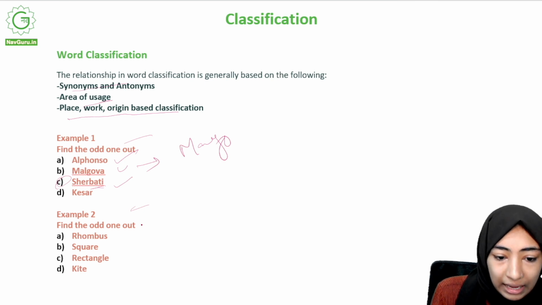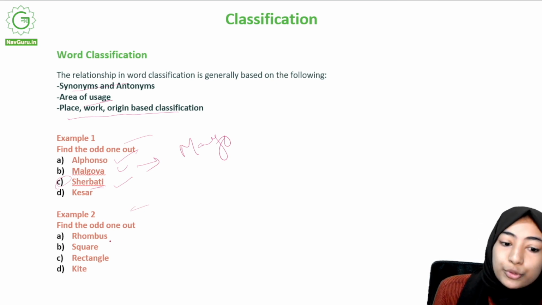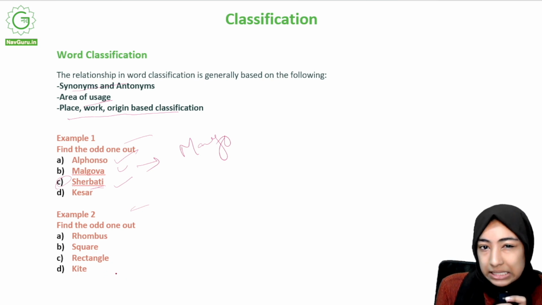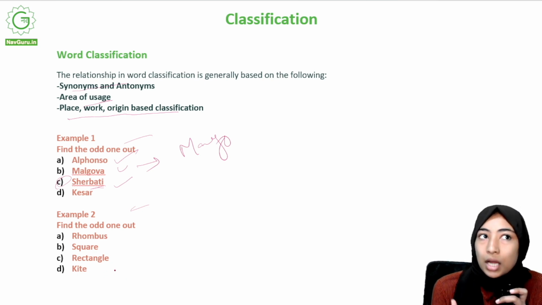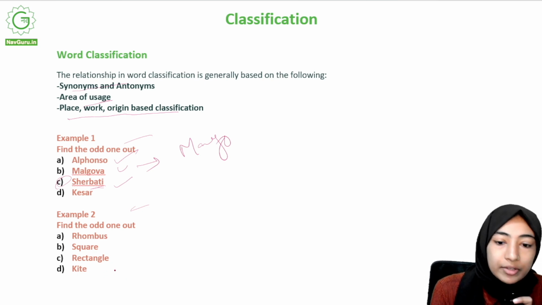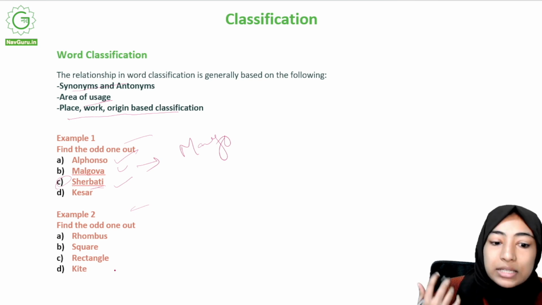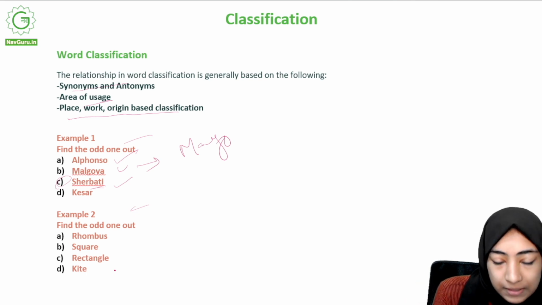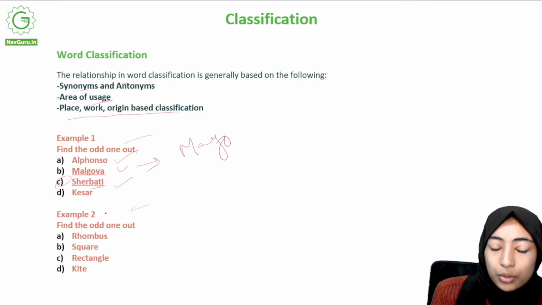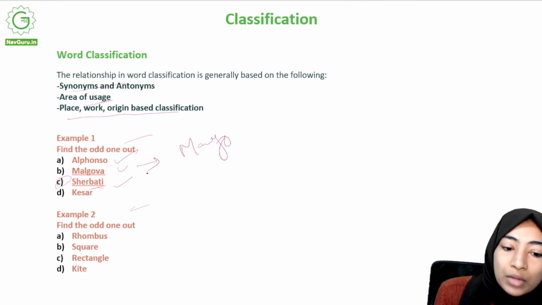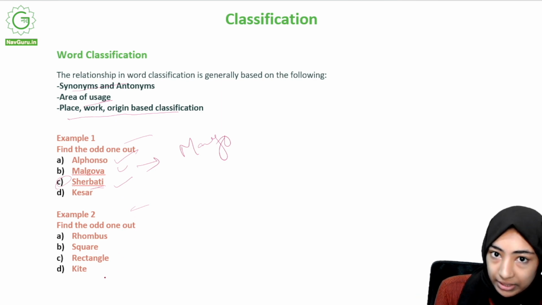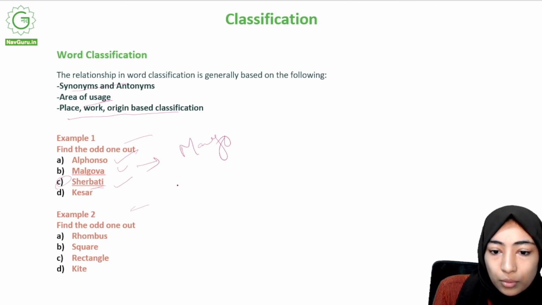Similarly, now we have another find the odd one out: rhombus, square, rectangle, kite. Now this might be a bit tricky, but once you get the hang of it, you can easily solve these questions. So let me take you through the thinking process. You have four figures, and you think, okay, how do I find a difference? All four of these are quadrilaterals. All four have four sides, right? So it's not that. Now we try to find some other difference. An easy way is to always draw the figure. So let's just do that.